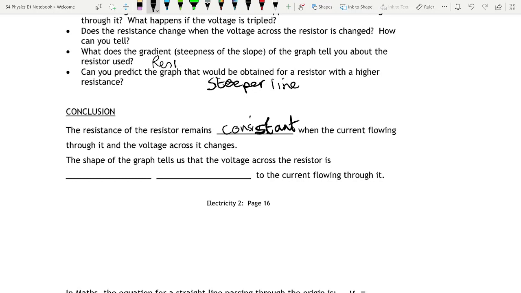Consistent when the current flowing through it and the voltage across it changes. The shape of the graph tells us that the voltage across the resistor is, anyone? Directly proportional to the current flowing through it.